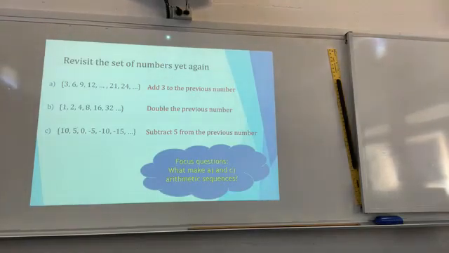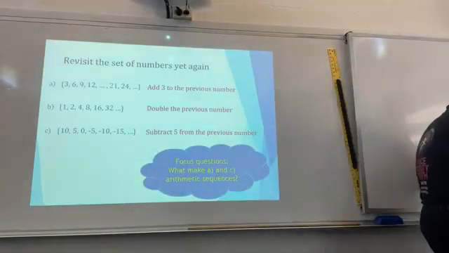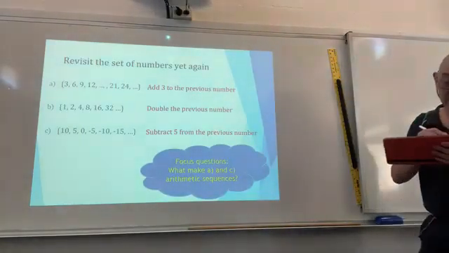Because they go up by a common difference. Very good. So they go up by a common difference. So there is a fixed number between the terms. So A, every number, you add 3.